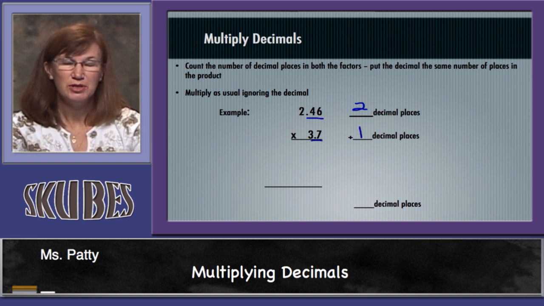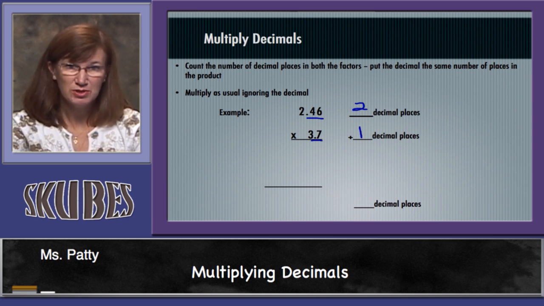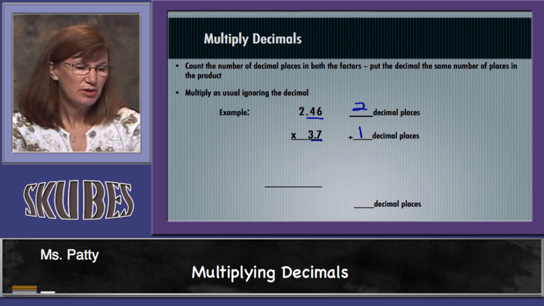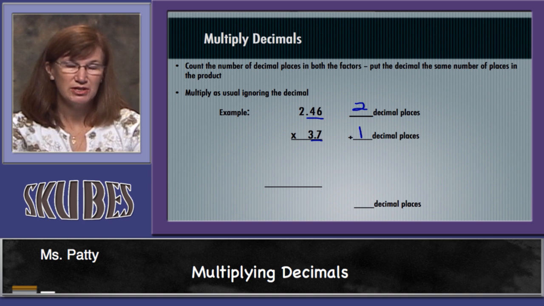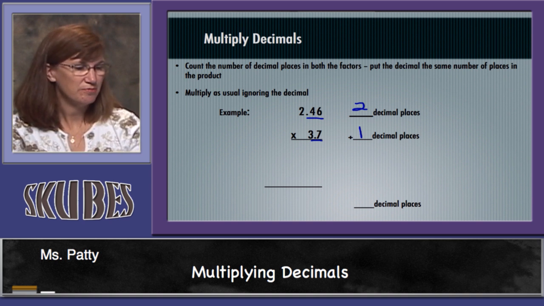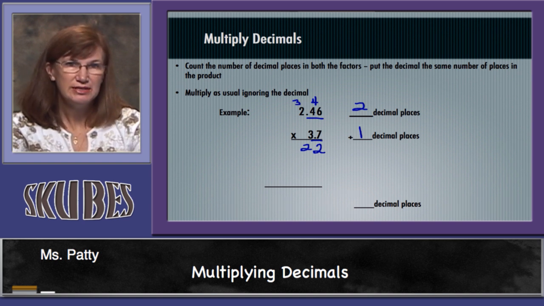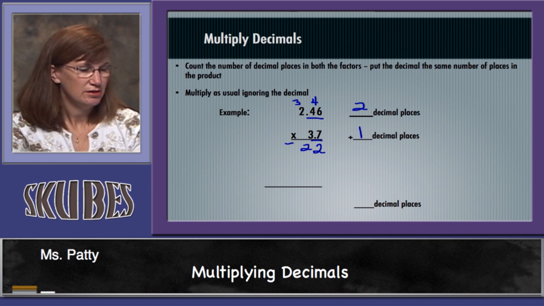Now we're going to add those up in a minute, but now we're going to ignore the decimals completely and we're going to multiply as if this were a regular multiplication problem with no decimals. This problem is going to have 2 partial products, so it's going to take us a minute to work it through, but let's work it now. 7 times 6 is 42. We write down our 2. 7 times 4 is 28, plus 4 is 32. We write down our 2, we carry our 3. 7 times 2 is 14, plus 3 is 17.